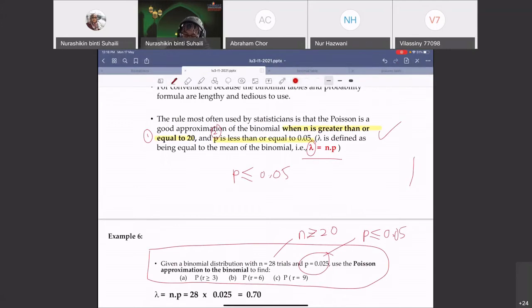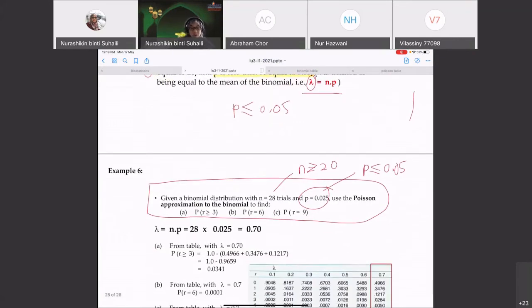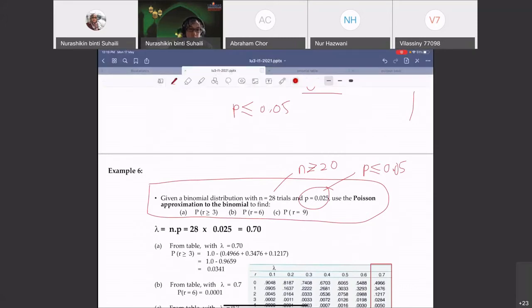So you can approximate that distribution using Poisson. The first thing that you have to do is find the lambda, because you need the value of lambda to refer to the table. So that's why you need to calculate this.